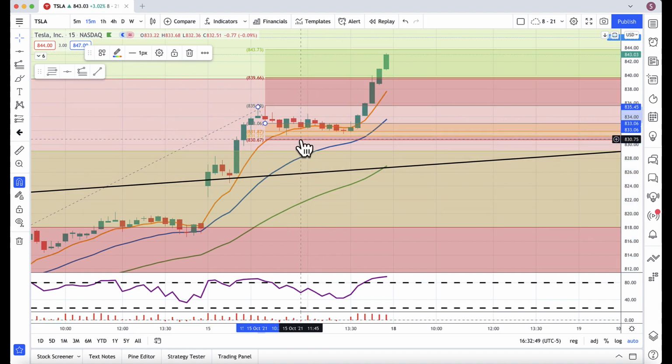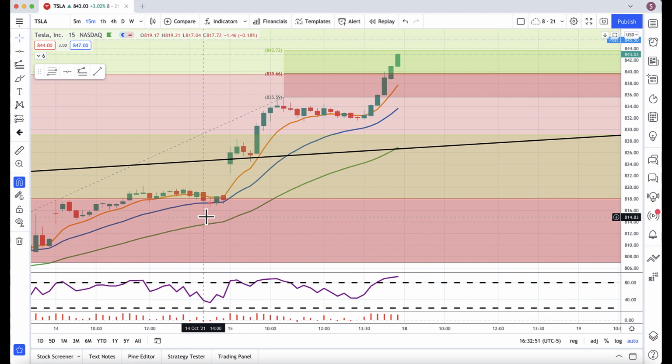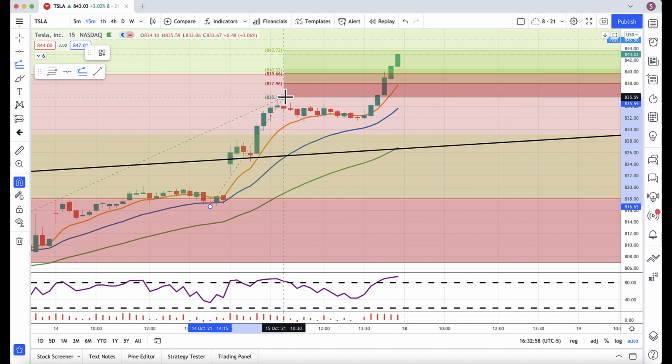I did one other level. I did the most recent swing off of this. The most recent swing was here from this low right at the end of the day, just to give me tighter targets, and that gave me 840.33.